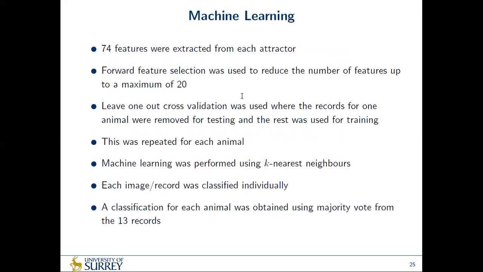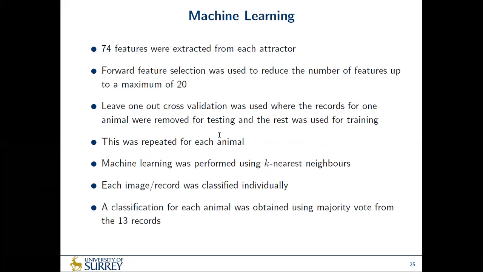So 74 features were extracted from each attractor, and forward feature selection was used because we want to reduce the number of features, because if you use all of them, machine learning doesn't do so well. We reduced the number of features to a maximum of 20. So we used leave-one-out cross-validation, where all the records for one animal were removed and used for testing, and the rest was used for training. Obviously, we repeat that for each animal.